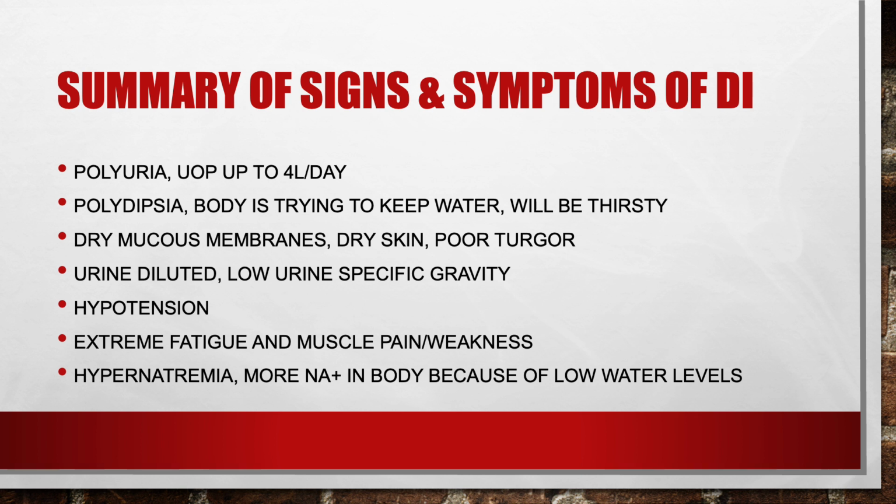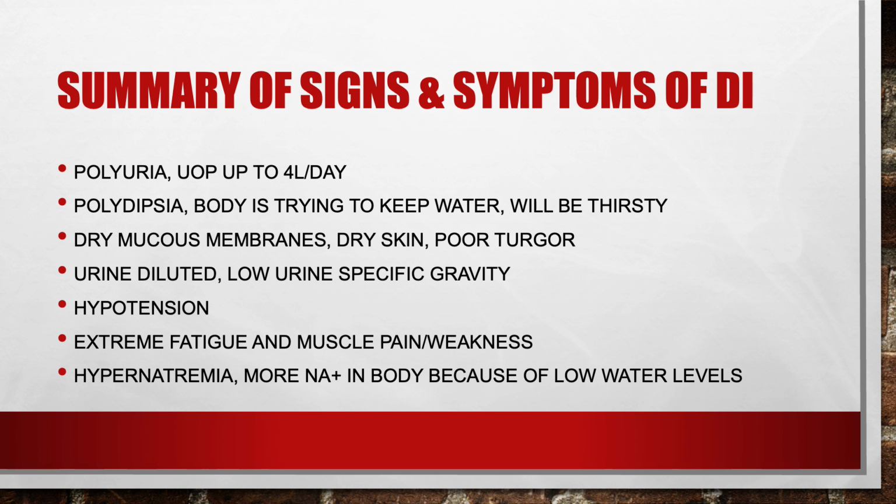So summary of signs and symptoms of DI. Okay. So that polyuria, that's where they're going to the bathroom a lot. I mean, urinary output can be up to 4 liters a day. And just think about it, if we're supposed to only urinate 30 milliliters per hour, that's an amazing amount of urine coming out. Polydipsia. The body is trying to keep water and it's thirsty. The cells are still thirsty. It can't hold on to it.